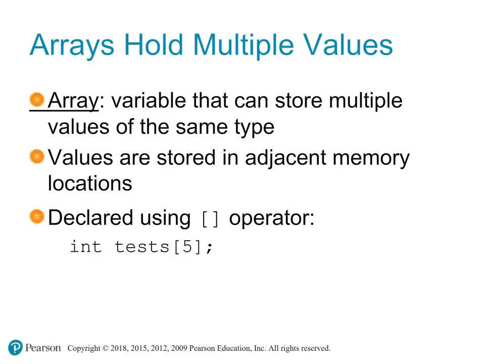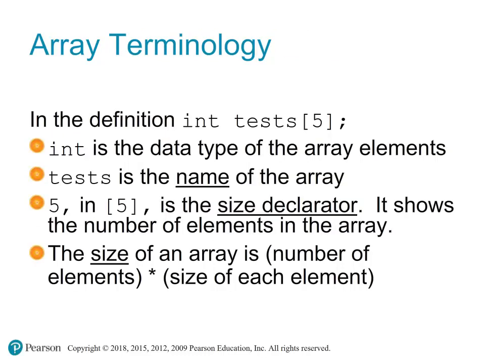int tests, then inside the brackets we have 5. This declaration tells the compiler to allocate space for 5 integers and to associate that block of memory with the variable name tests. The indices for this array will range from 0 to 4. int tests[5].